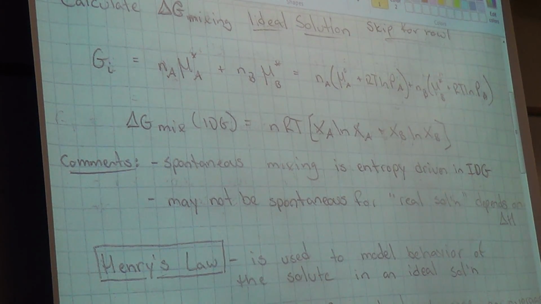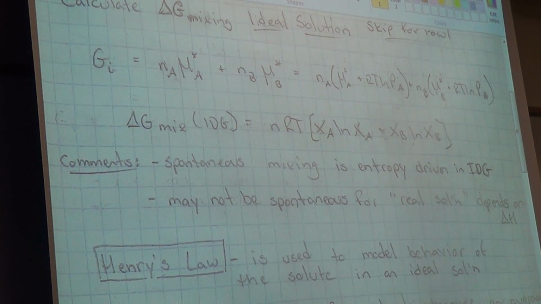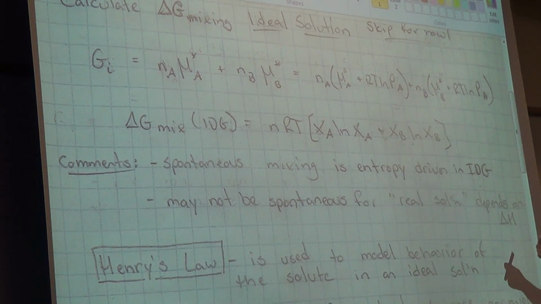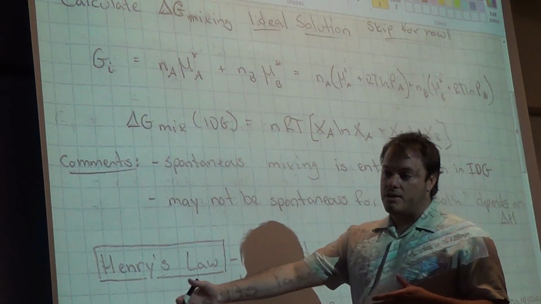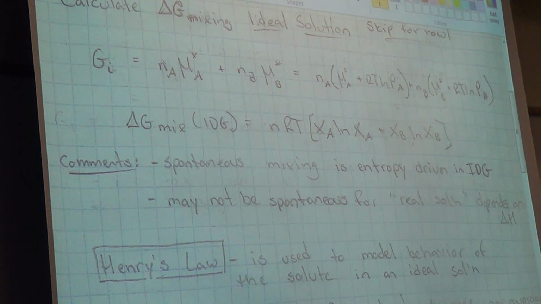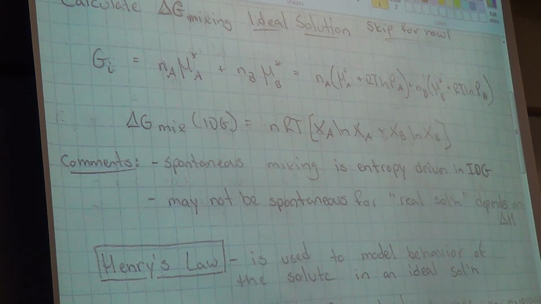In the case that you have a real solution, there's always going to be that negative term to the delta G from the increase in entropy, but there'll be some delta H term that might be negative or might be positive. And depending on the relative magnitudes of delta H and T delta S, the entropy term, you might have a mixing that proceeds spontaneously or one that doesn't. So if delta H was positive, that would lead towards a decrease in the spontaneity.